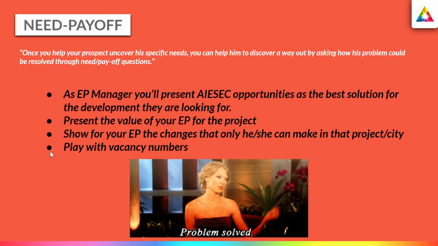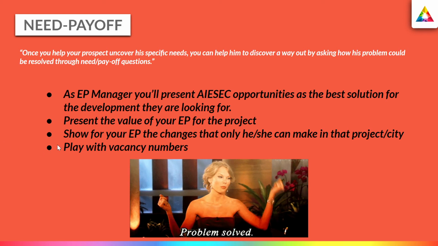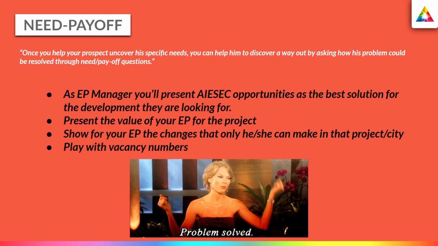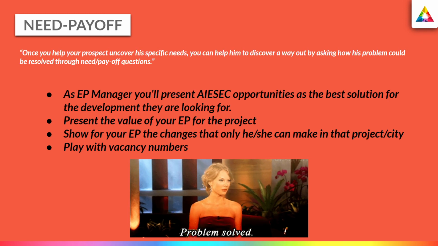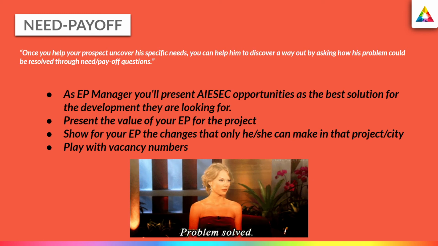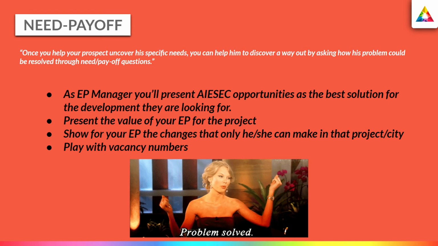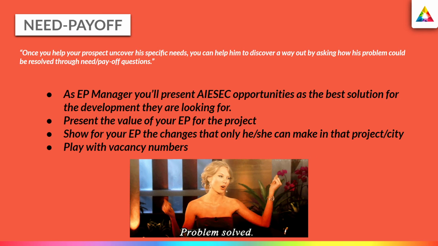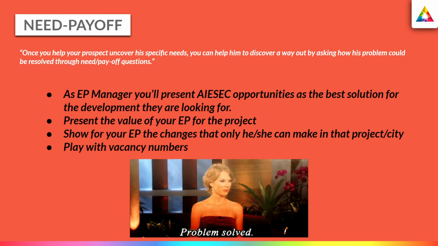Another important part is that we can play with vacancy numbers, because our EPs don't know how ISEC works. So we can say, we have just one available space for you in this project, and it's just one. So maybe if you don't take it, another person will do it. So they can act faster, and we can have a short process time for this.